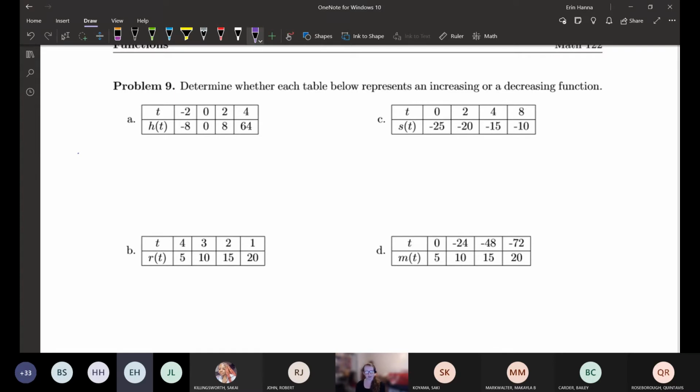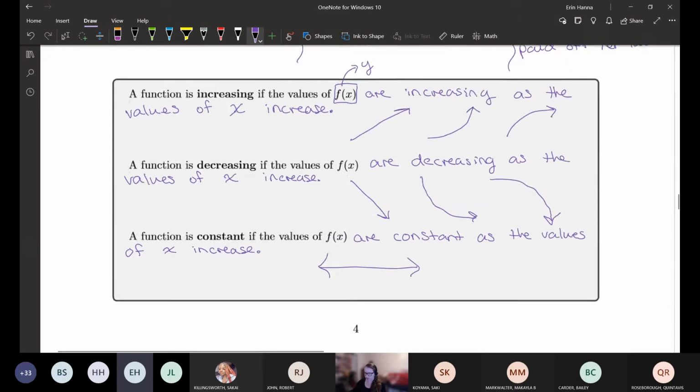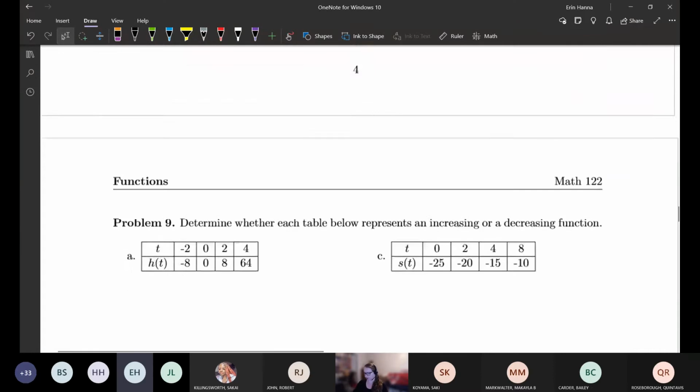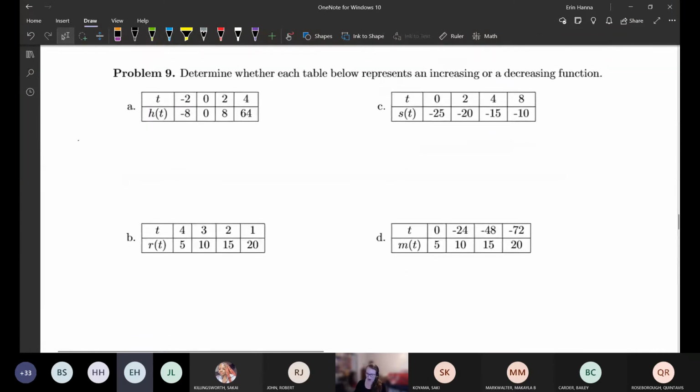So all of these values are in terms of t. I might accidentally say x a lot, but those t values are essentially an x. So for this first one, remember for all of these definitions, whatever the x variable is, in this case it's a t, has to be increasing. In this first table they are. -2 increases to 0, increases to 2, increases to 4. So we're set up correctly.